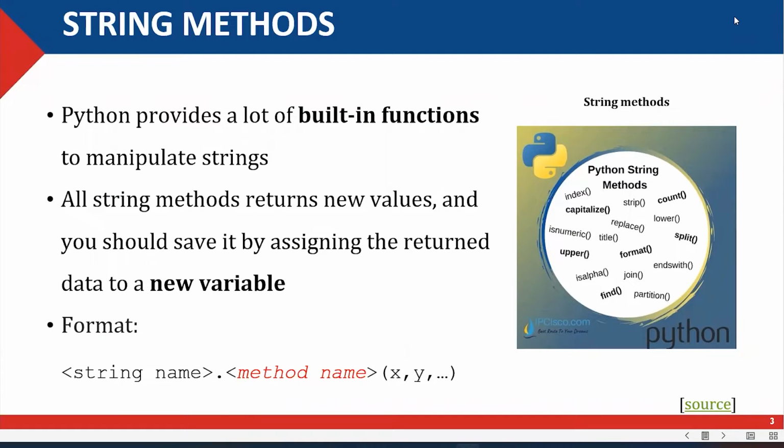Now let's move to this part of string methods. So everybody knows that Python provides a lot of built-in functions to manipulate strings. But remember that all string methods return new values and you should save it by assigning the return data to a new variable because strings are immutable. So for the format of string, we have string name dot method name, and here are some common string methods, with the bold one being most frequently used.